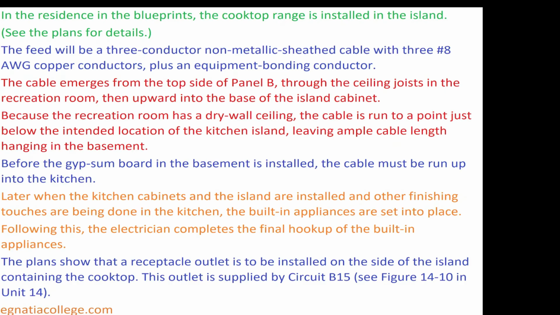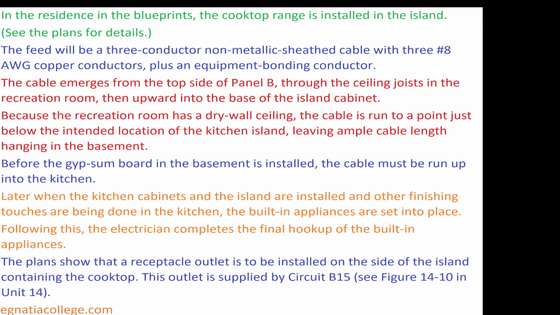In the residence in the blueprints, the cooktop range is installed in the island. See the plans for details. The feed will be a 3-conductor non-metallic sheathed cable with 3 number 8 AWG copper conductors, plus an equipment bonding conductor. The cable emerges from the top side of panel B, through the ceiling joists in the recreation room, then upward into the base of the island cabinet.